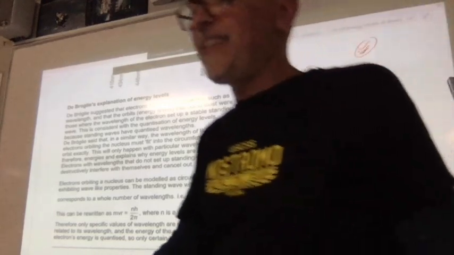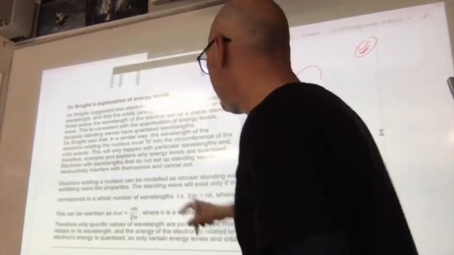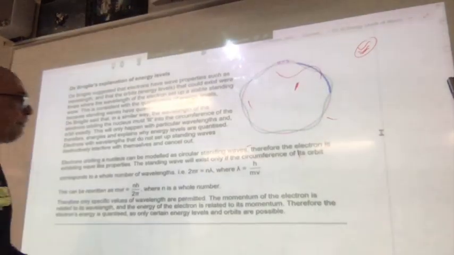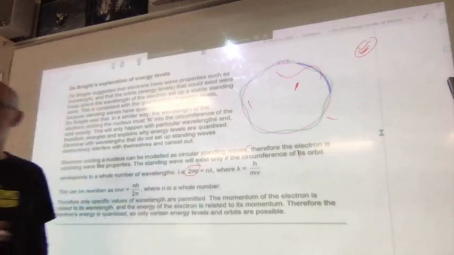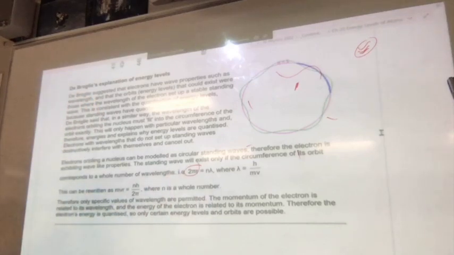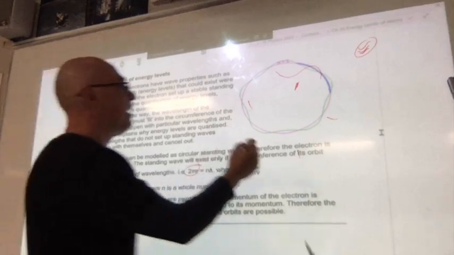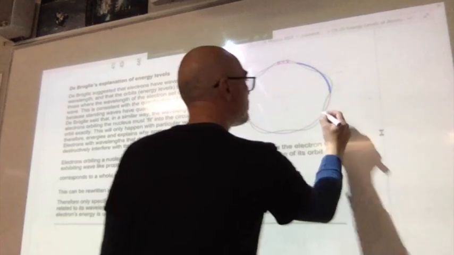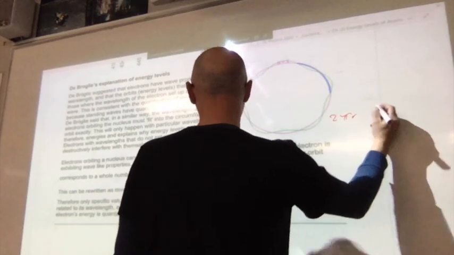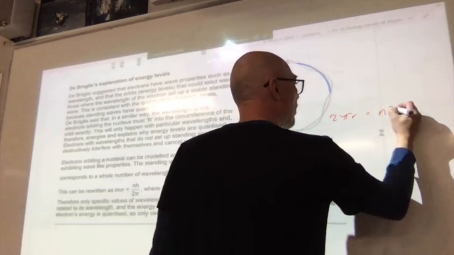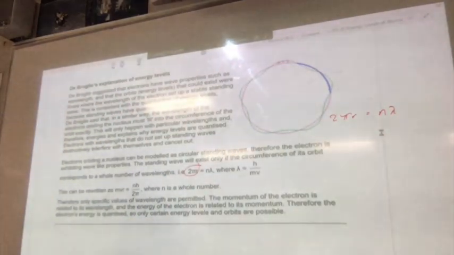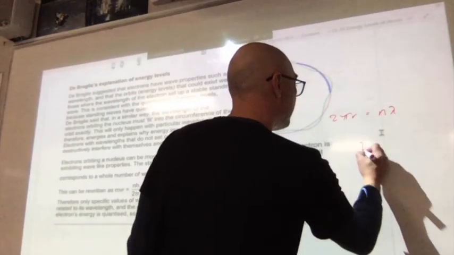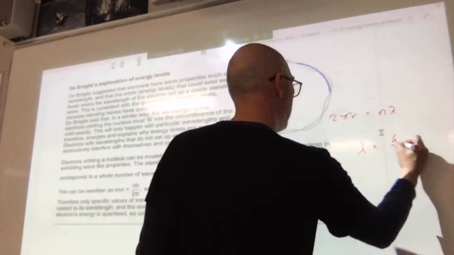So the only other, so let's have a look at this. Down here, not a lot of maths involved in this. You've got here the circumference, okay? So the circumference of the orbit, 2 pi r, okay, is equal to a whole number of lambdas, all right? Okay, so where's that lambda? Where did we get that lambda? Well, that's de Broglie's wavelength. Lambda equals h on mv.